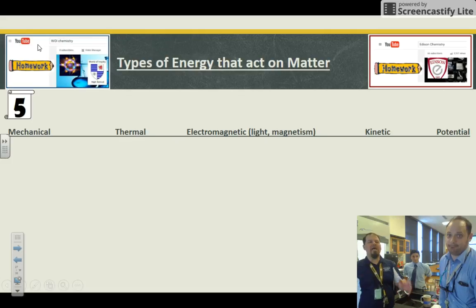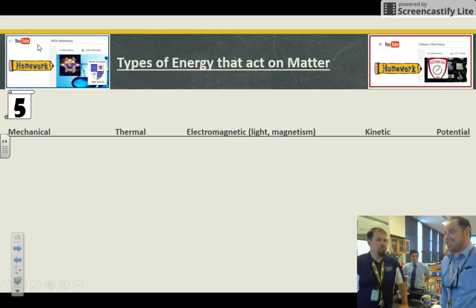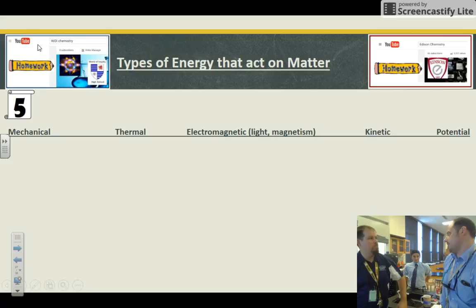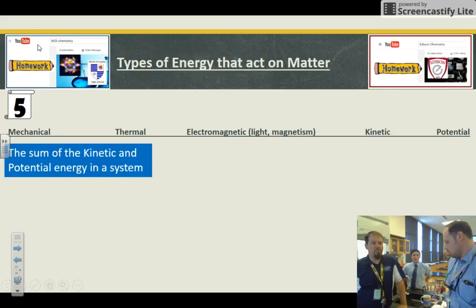Let's talk about the energy that we might see throughout the whole year. So this stuff is not matter. This is not like substances. This is pure energy and the types, right, because they have to interact. So mechanical energy is what we call the sum of kinetic and potential energy in a system.